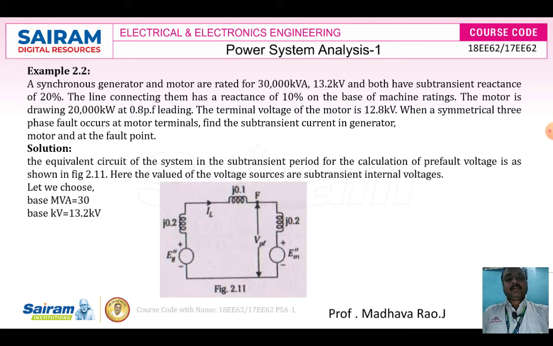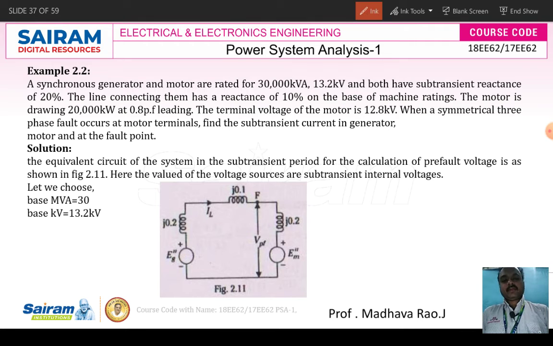From the diagram you can calculate the current in the generator and motor at the fault point. Where is the fault point in this figure? F shows the fault. This is the generator, this one is the motor, and here we have the transmission line. This is the line current. What we have to calculate is the subtransient current in the generator and motor at the fault point. So the current value in the generator and the current value in the motor we have to calculate.